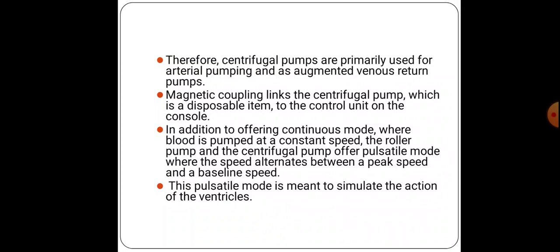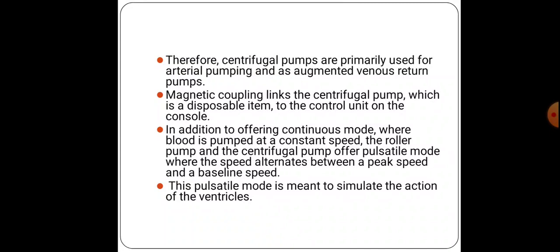Pulsatile means the signal is a square wave. Square wave means it reaches the peak and suddenly goes down and maintains zero, then again goes up, maintains that, and again comes down and maintains zero. So this is called the pulsatile mode.